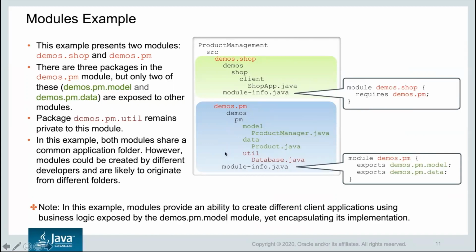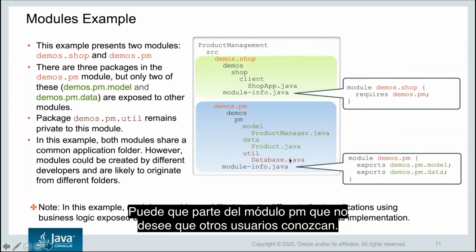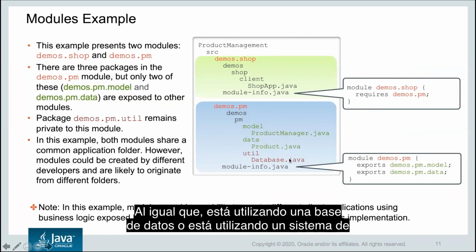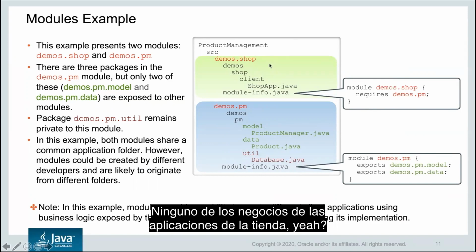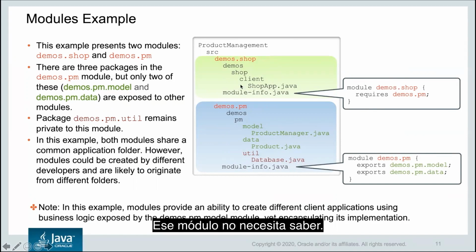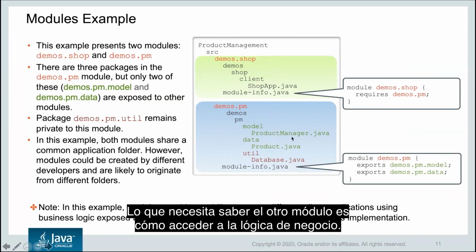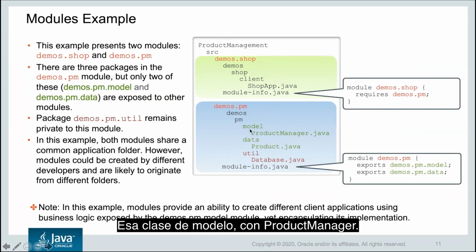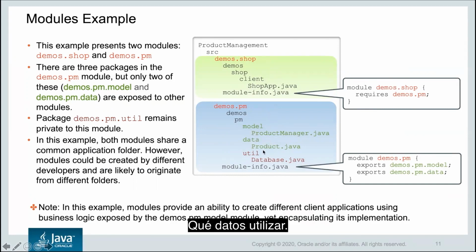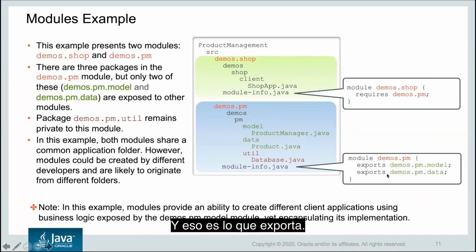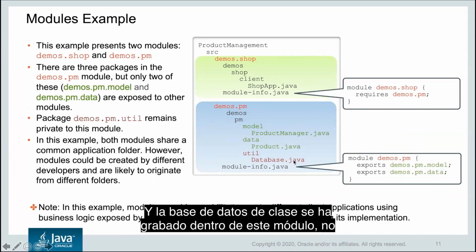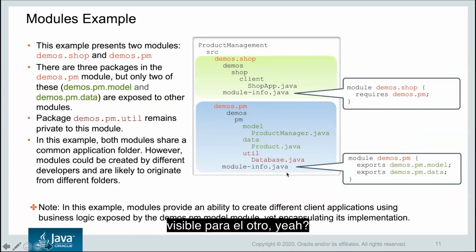There might be part of the PM module that you don't want others to know about at all. Like, are you using a database, or are you using a file system, or what is it that you use? None of the shop application's business. That module doesn't need to know. What the other module needs to know is how to access your business logic. That's the model class with product manager. What data to use, that's the product class that represents information. And that's what you export. And the class database is left buried inside this module, not visible to the other one.